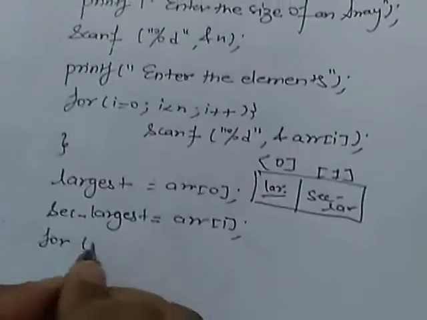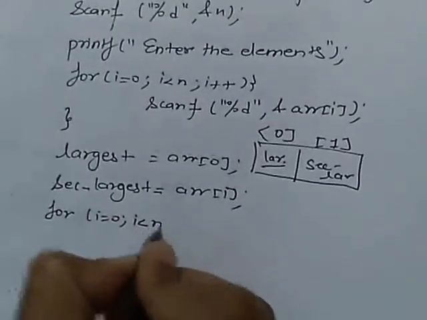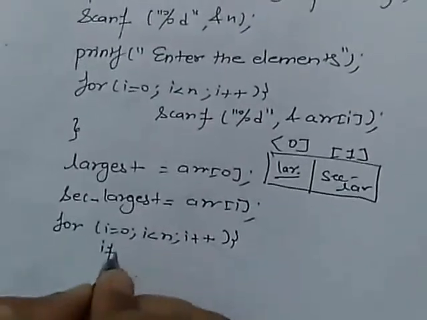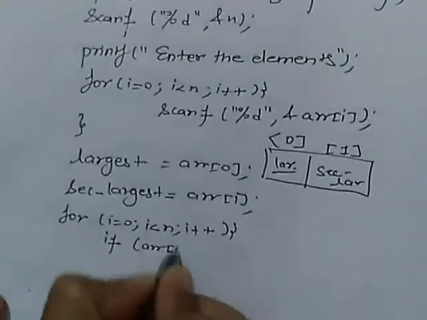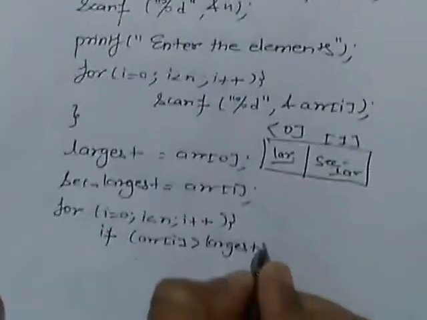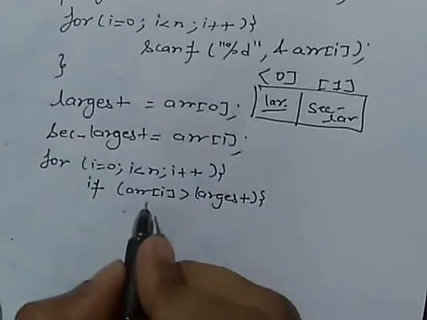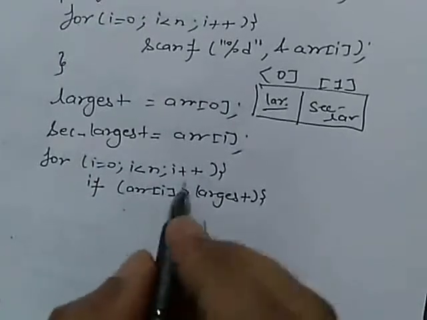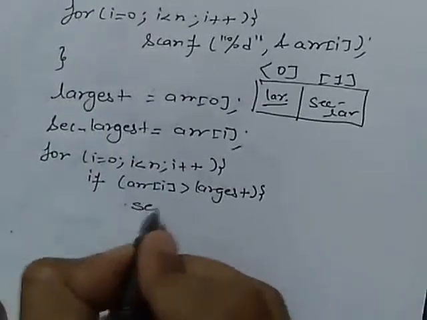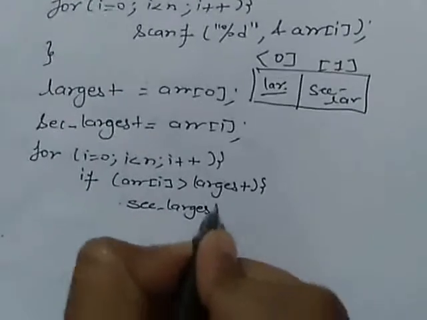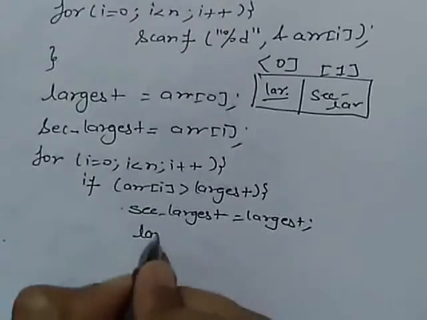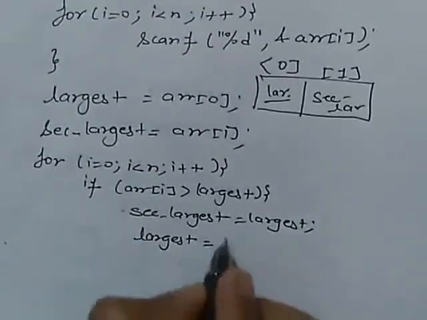Now our logic is that for i equal to 0, i is less than n, i plus plus, now if arr of i is greater than largest, that is, if the element at the i position is greater than the largest, we will assume that the second largest is equal to largest and the largest will become arr of i.